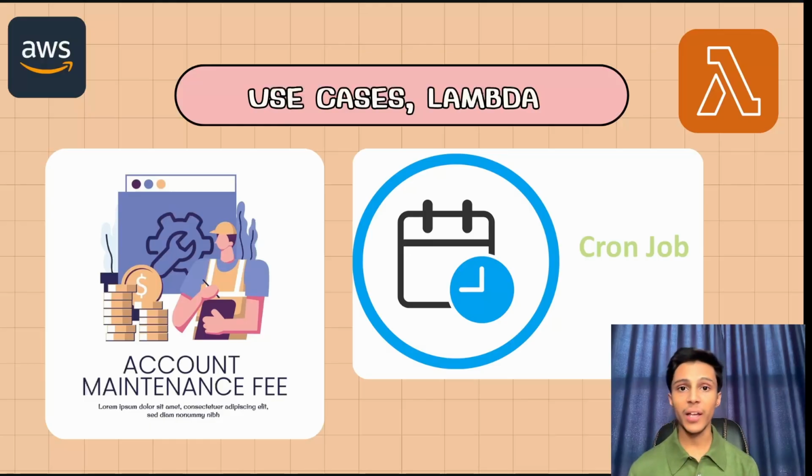For the third one, we have scheduled tasks like cron jobs. AWS Lambda can be scheduled to run automatically at fixed times, just like traditional cron jobs, using EventBridge. For example, you can schedule a Lambda function to run every night to back up data, generate daily reports, clean up old log files, or trigger routine system checks, all without needing a dedicated server which is running 24/7.